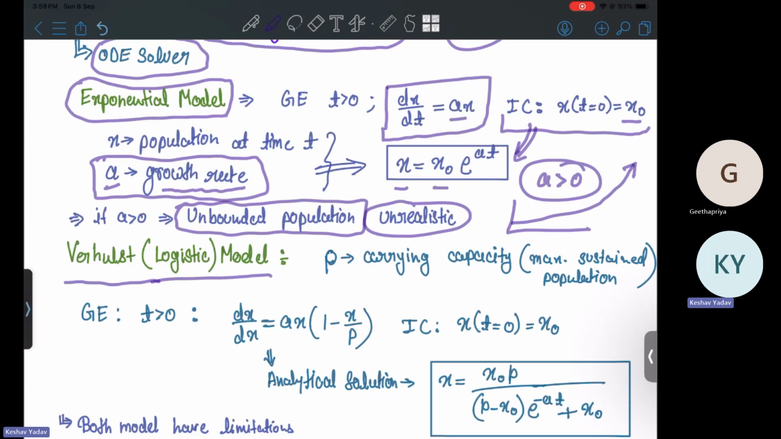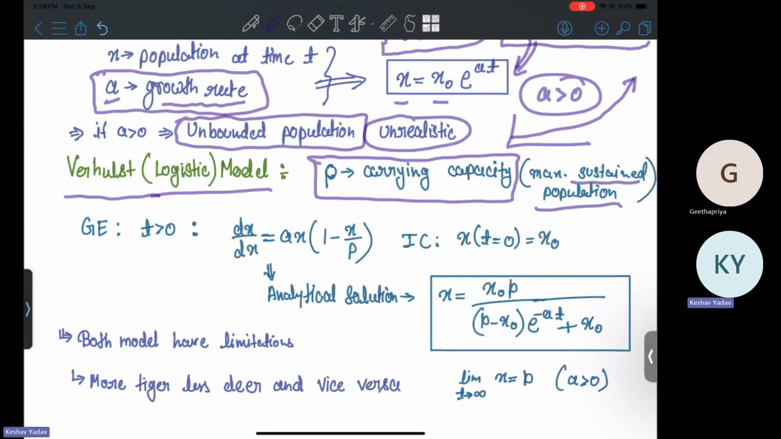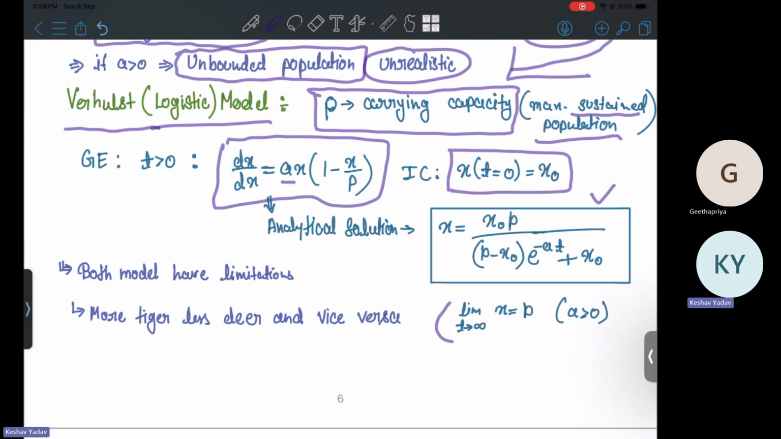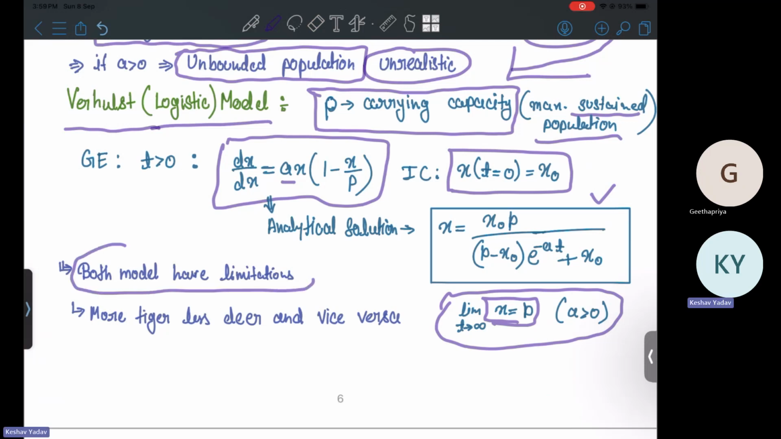Another method came, that is the logistic method. The logistic method tells that there will be some carrying capacity, which means there will be a maximum sustained population beyond which the population will not increase. So if P is the carrying capacity or maximum sustained population, its differential equation can be written as dx/dt = ax(1 - x/P) with the same initial condition. Now if you solve, you will find an analytical solution. If t tends to infinity, our population will converge to P, the carrying capacity.